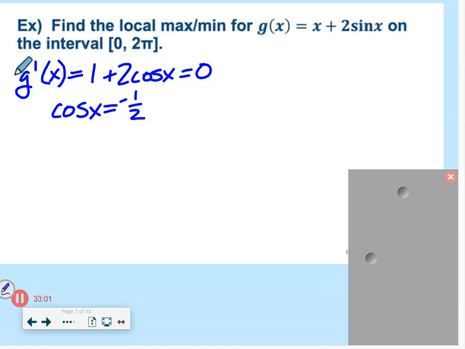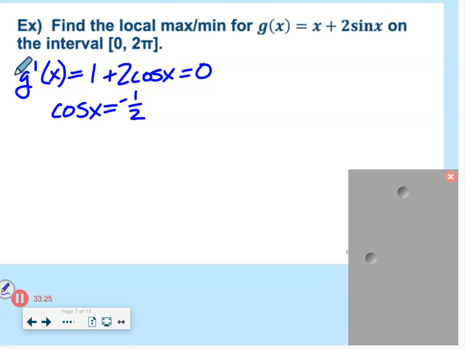You have to know your trig. You have to know it. There's no way around it. There is no such thing as a trig cheat sheet or formula sheet, no one's going to give you a unit circle on the AP exam. You just have to know it. It's got to be here. Everything's got to be in here. So you have to know what angle has cosine of -1/2.